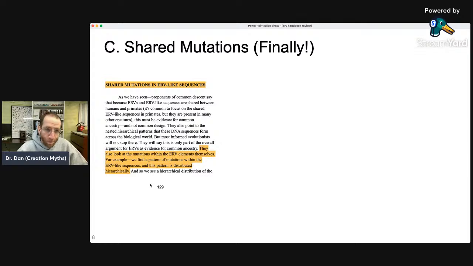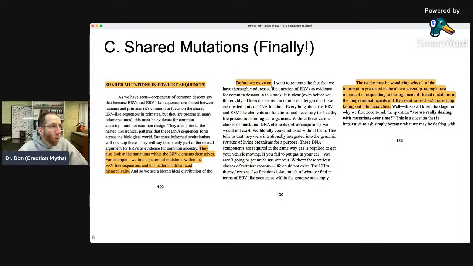But then we get another digression. Page 130. Before we move on, and then we spend a bunch of pages talking about other stuff, and it just doesn't matter. The reader may be wondering why all the information presented in the above several paragraphs is important in responding to the argument of shared mutations in LTRs. Yeah, the reader was wondering that while he was reading, because all this stuff in here about LTRs being functional has already been done throughout the earlier parts of the book. We don't need to do it again.